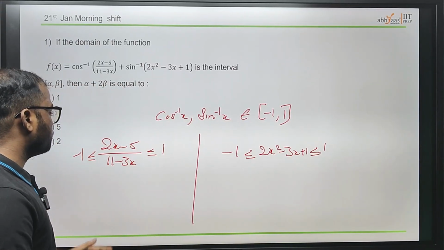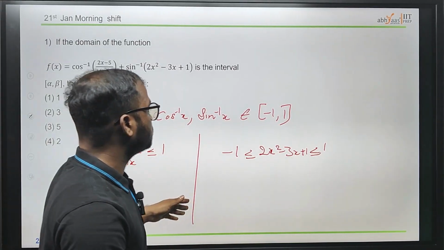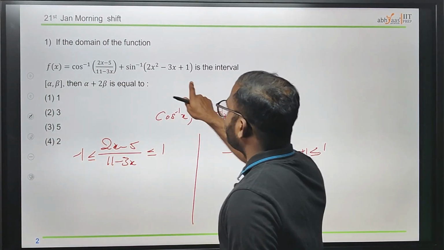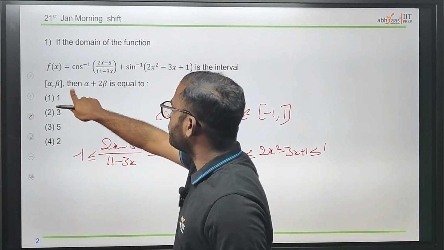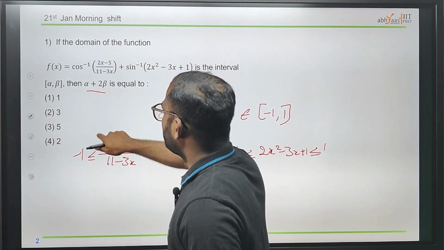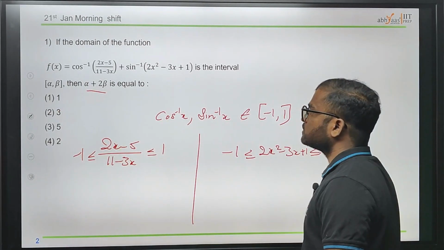Okay, after that by the wavy curve method we can easily solve this to find the interval, and after that if we substitute alpha comma beta in these values, we will get the answer. Okay, this is the first question analysis.